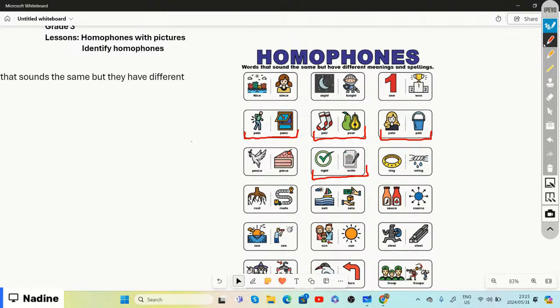And then we have ring and ring, right? The ring to ring at something and a ring like a band or something that you're wearing, right? Then we have a root and a route, right? A root is like, for example, the roots of a tree, roots of a plant that you find underground, right? And then also a route is like, okay, we are going to the park and we need to take this specific route.